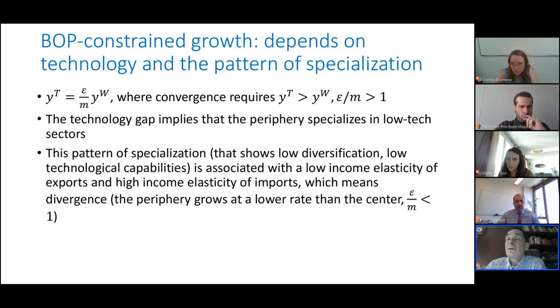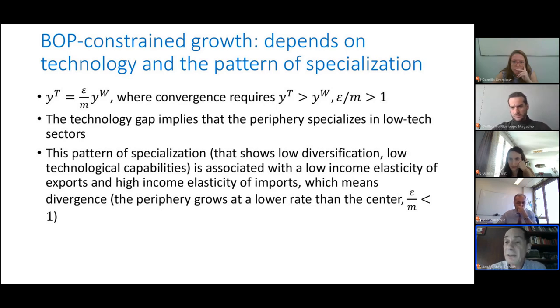The rate of growth that is sustainable from an economic perspective is the one defined by Thirlwall's Law, in which the rate of growth of the periphery equals the income elasticity of exports divided by the income elasticity of imports times the rate of growth of the center. When there exists a technology gap, when the periphery is a technological laggard, this implies that the pattern of specialization of the periphery will be in low-tech sectors.